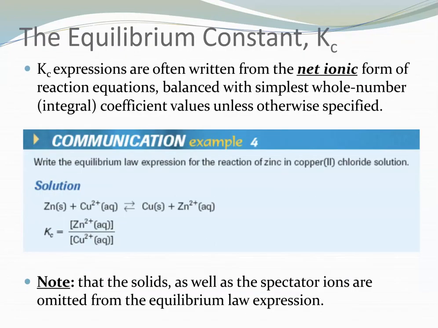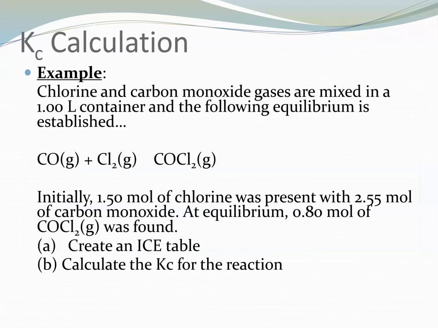Equilibrium expressions are usually written based on net ionic equations. This means that spectator ions are also omitted from the equilibrium law expression. This example gives a balanced equation and some information about the chemical amounts of each entity. Notice how the volume of the container and the number of moles are given. This will allow you to calculate the concentration of each entity.